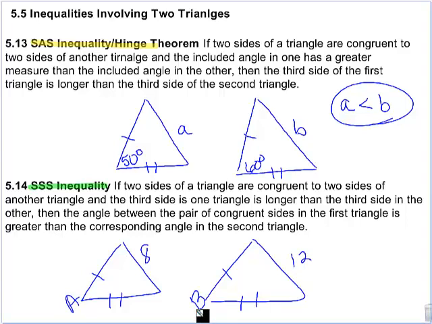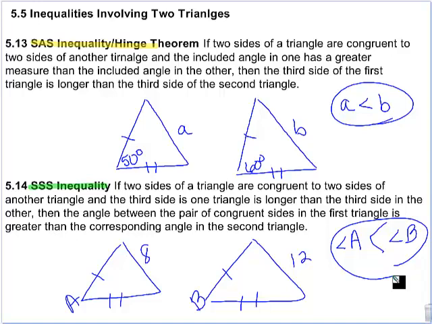So what can you tell me about the angles, do you think? B is bigger. Why would B be bigger? Because the side opposite is 12. So we would say angle A is, which sign would we put? Less than angle B. Exactly. Same thing, just looking at it the opposite way. Here we looked at the angles to compare the sides. Here we looked at the sides to compare the angles.